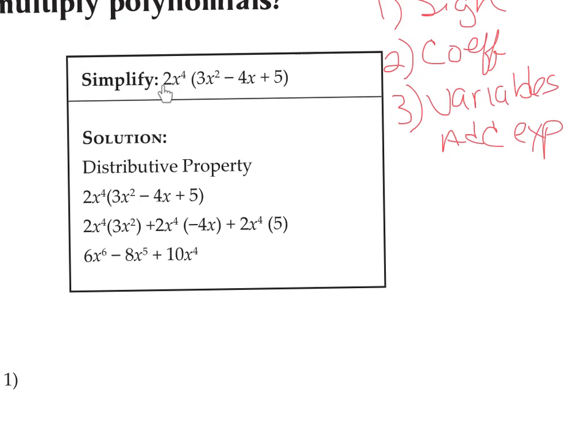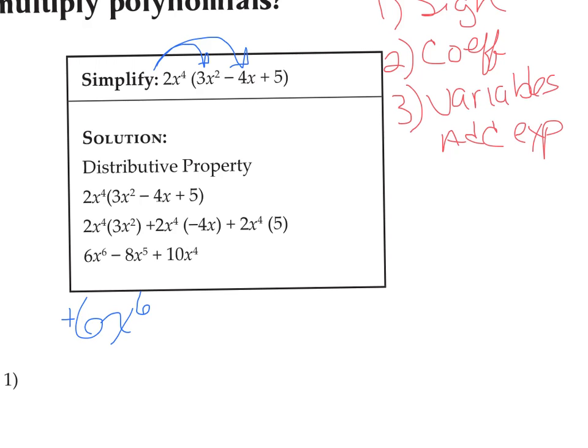So first, this monomial times this term would be positive times positive makes positive. So the first term is going to be positive. You can write the plus sign if you want, but you don't really need it. Then the coefficients, 2 times 3 is 6. And then the variables, x to the fourth times x squared. When you multiply the same variable, you add the exponents. So this is going to be x, and when I add the exponents, 4 plus 2, I get a new exponent of 6. So that's the first term. That's this times this.